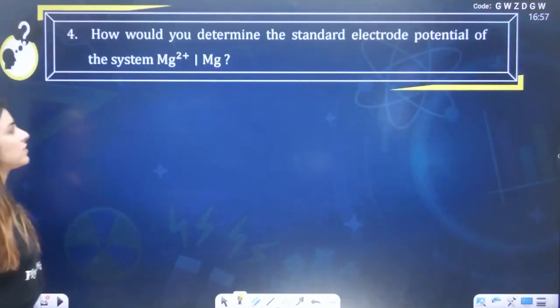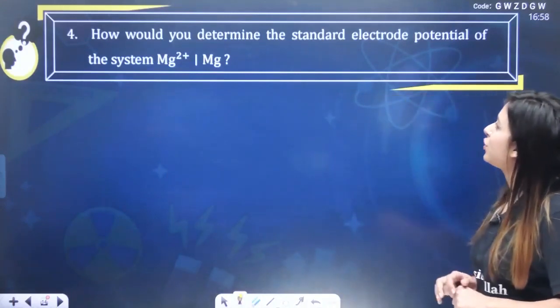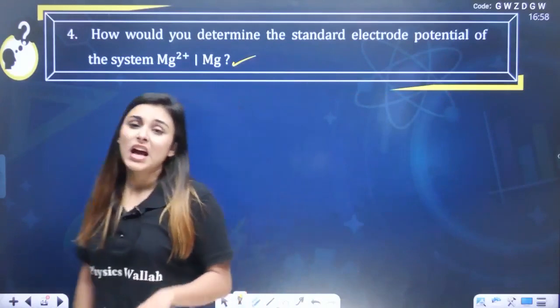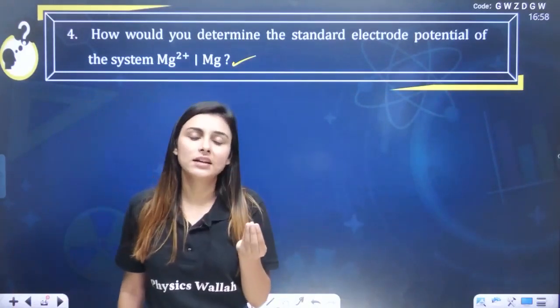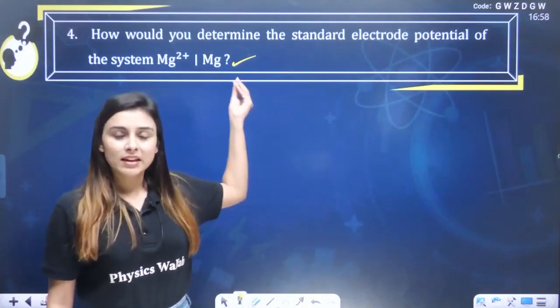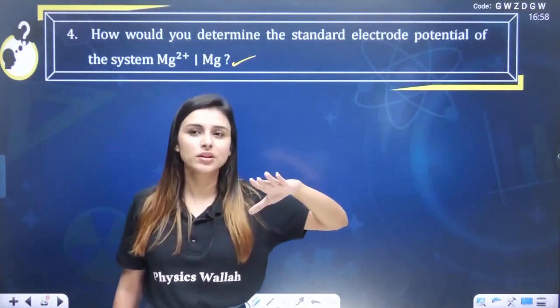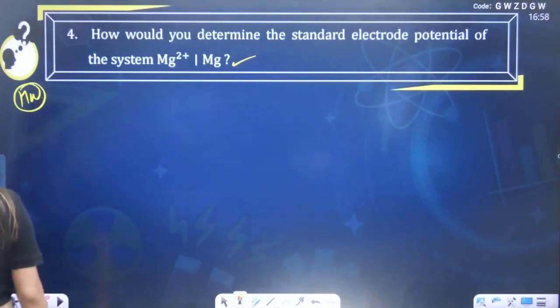Let's move forward to the next question. What does the question say? The question says, how would you determine the standard electrode potential of the system Mg2+/Mg? I have just discussed this part. In fact, I made you understand the standard hydrogen electrode taking this particular example, right? So I hope you can answer this question. Perfect. This would be your homework. Let's move forward to the next question.